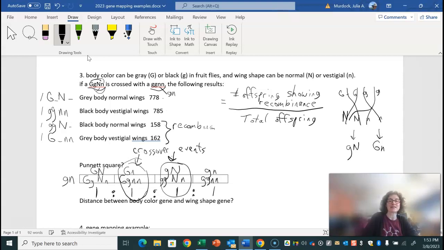Recombinant offspring. So what do we do? We add them up. We put them into the formula. 158 plus 162.